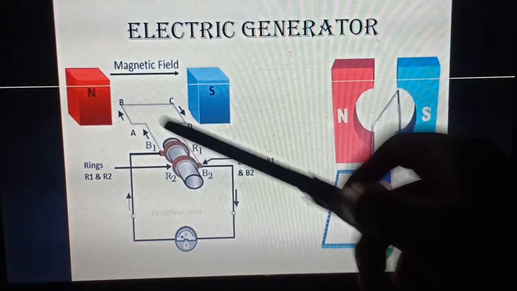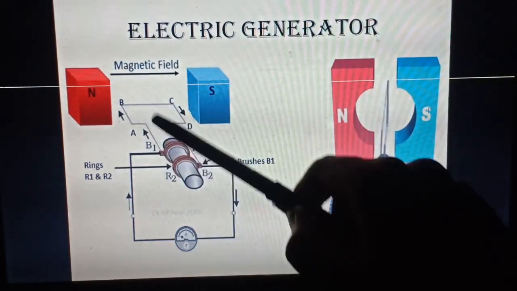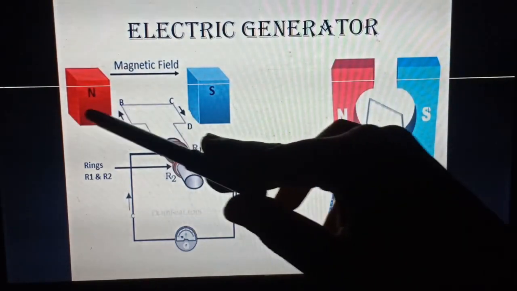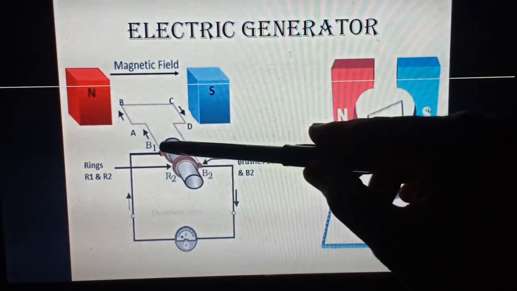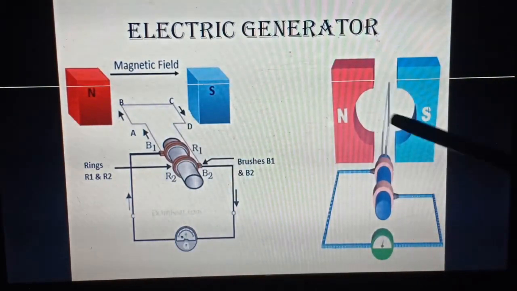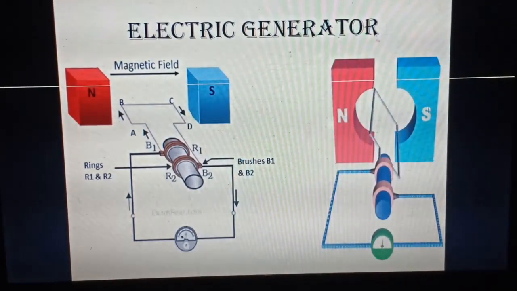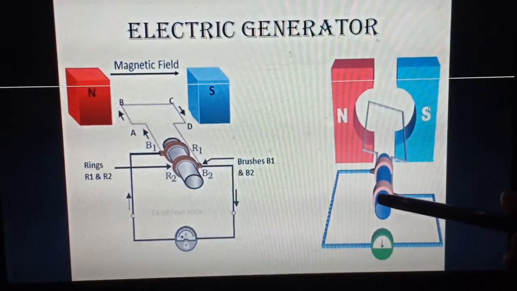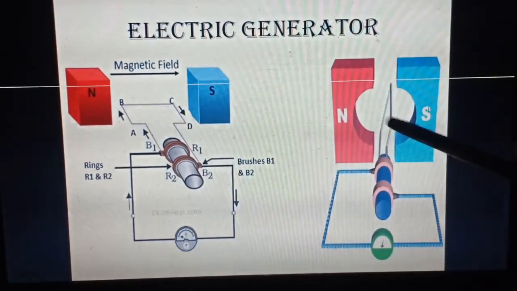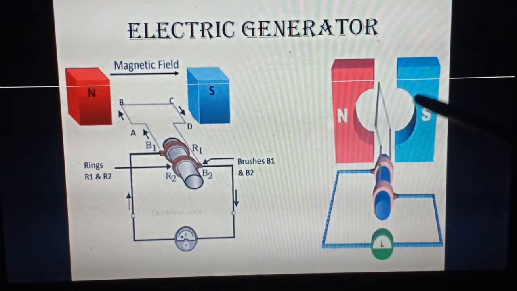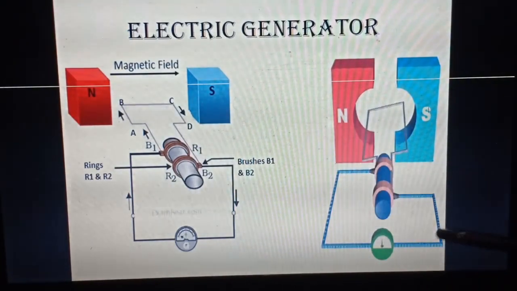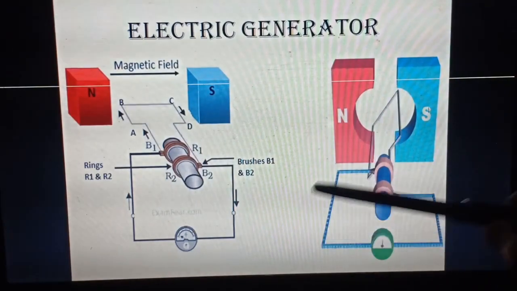While we rotate this axle, following the law of electromagnetic induction, there will be relative motion between a conductor and a magnetic field. Then a current will be induced through this circuit. In this diagram you can see that if we move this axle, this circular loop will move with it. This circular coil will start rotating, and there will be a current flowing through this external circuit.